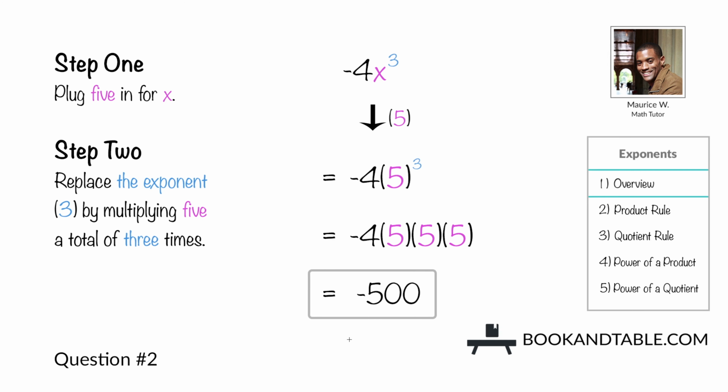Question number 2. We were given the monomial negative 4x to the 3rd. So we want to plug in, step 1, 5 for x. So that gives us negative 4 times 5 to the 3rd. Step 2, we want to replace the exponent 3 by multiplying 5, the base, a total of 3 times. So x cubed, when x is equal to 5, is equal to 5 cubed, which is 5 times 5 times 5. Multiply that times the coefficient of negative 4, and that would give you negative 500.